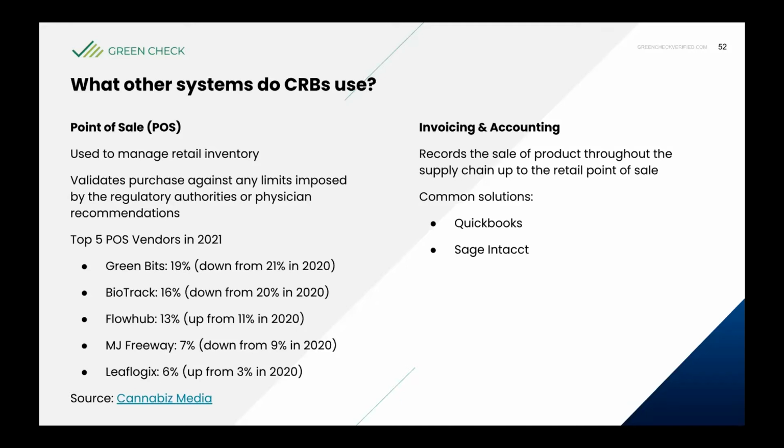Also, if you're one of the processors or growers and you're not doing individual sales to people, you need access to the invoicing and accounting systems, to make sure that if someone is selling a product to another company, both are licensed and they're selling products they're allowed to sell. You can pull this information from QuickBooks, Sage Intacct, etc.